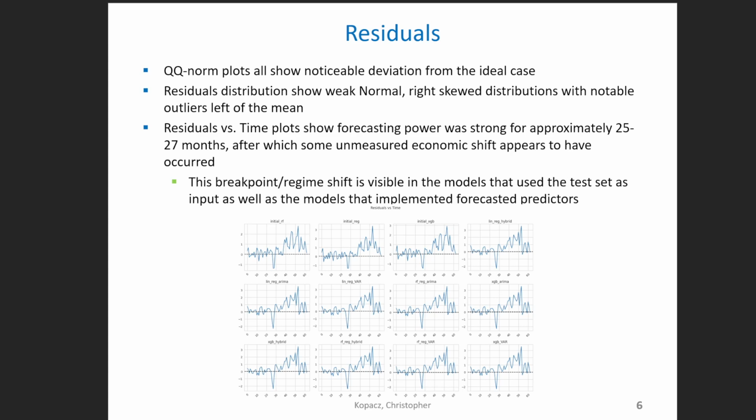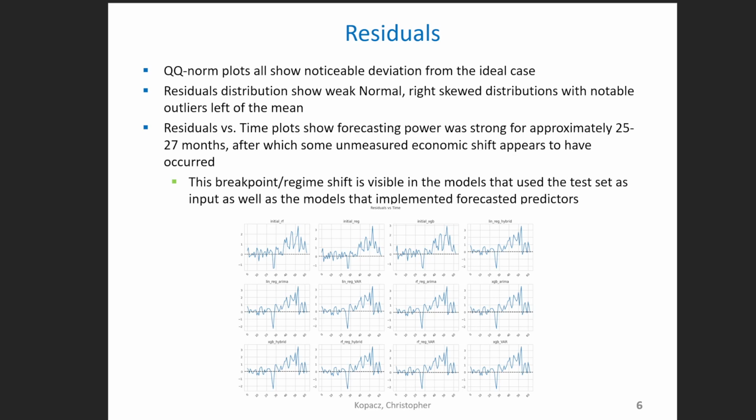An analysis of the residuals shows that all of the model architectures, the linear regression, the XGBoost, and the random forest, produced comparable residual results. The QQ norm plots showed high deviation from the ideal case. The residual distributions were weakly normally distributed, with a very heavy right skew and a few notable outliers to the left of the mean.